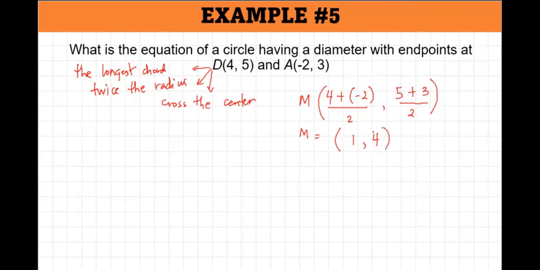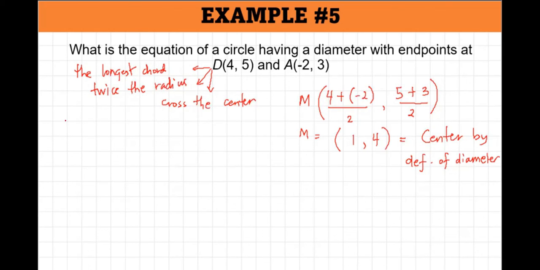So, meaning to say, the midpoint of your D and A, the points D and A, is simply 1, 4. And the midpoint is also our center by definition of diameter. Now, sabi, the diameter is simply twice the radius. So, anong pwede mong gawin dito? Gagamit ka ng distance formula. But for you to do a distance formula, kailangan meron kang 2 points. Ano yung 2 points na gagamitin mo?